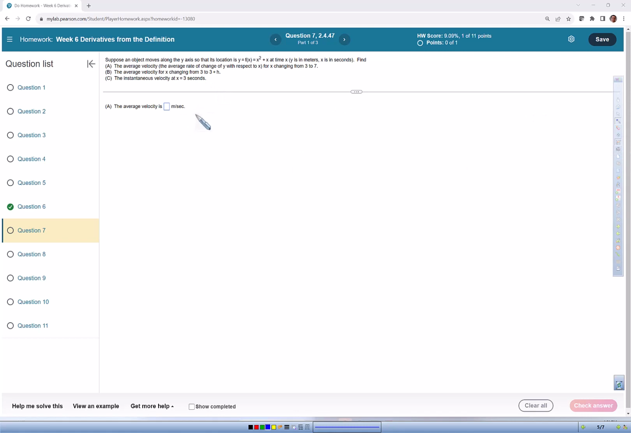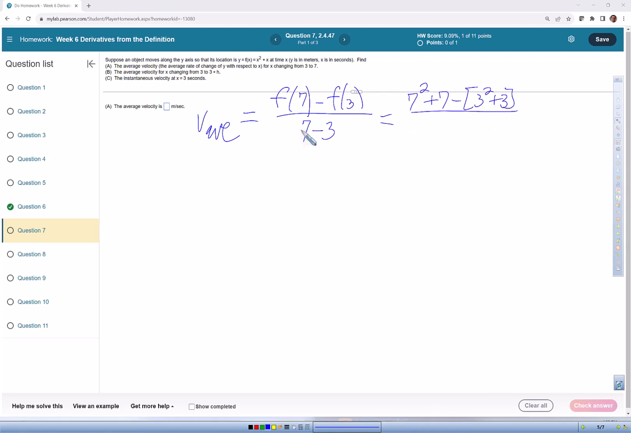So the average rate of change, the average velocity, I'm going to call it V_AV, is going to be f at 7 minus f at 3 divided by the time change 7 minus 3. So if we put in 7 for x, that's going to be 7 squared plus 7 minus 3 squared plus 3, all divided by 7 minus 3, which is 4. And this is going to be meters, and this is going to be seconds.